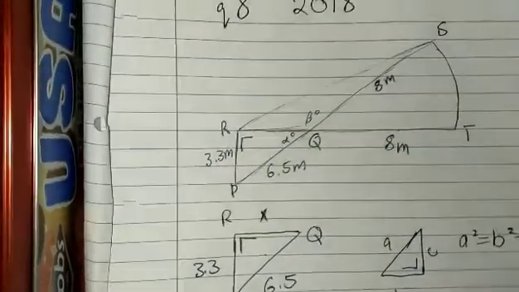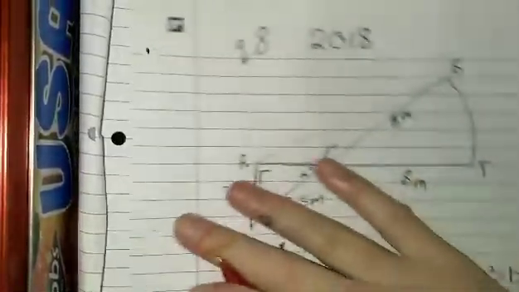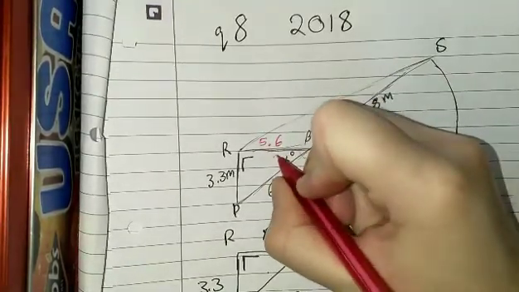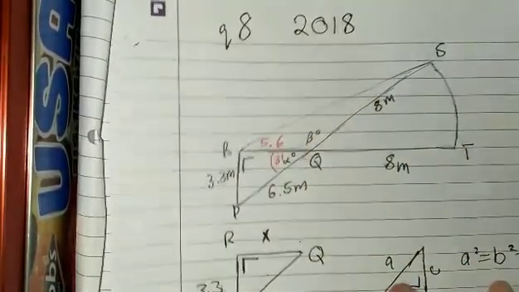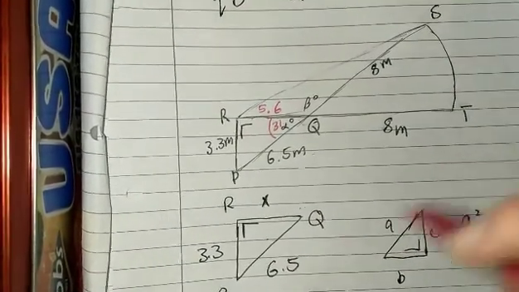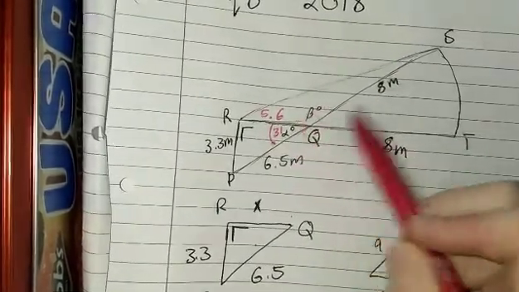So I'm just going to fill in what I know now. So I know now on my diagram that this is 5.6. I know that this angle here is 31 degrees. And then it said to use the value of alpha here to find the value of this beta here.